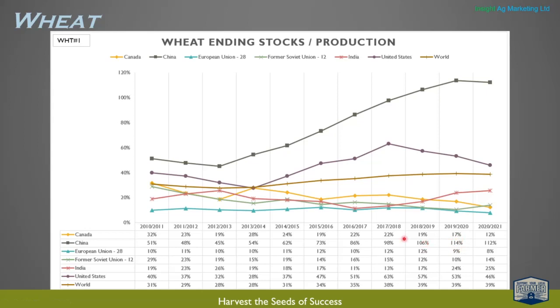In 2018, 106%, 114%, 112%. That means they have more ending stocks than they actually produce. Why are they doing this? That's a good question. And they're actually doing it with all the other commodities also. I mean, Canada, we were looking at 12%, 17%. And the world has been stuck here at 39% for the last 3 years.